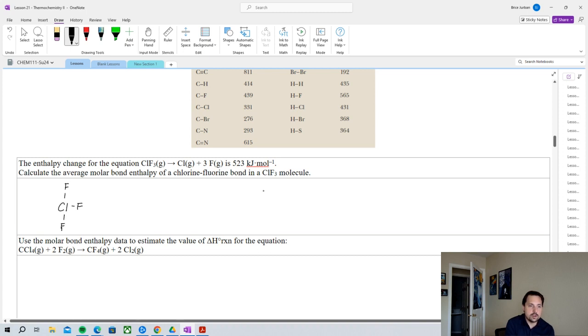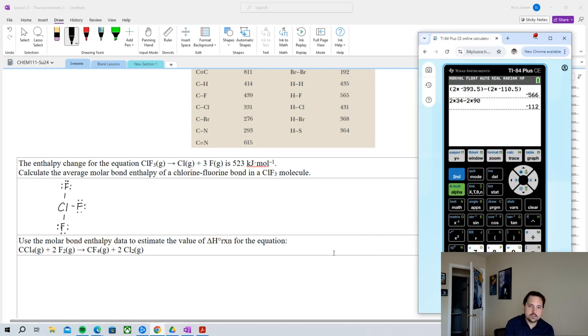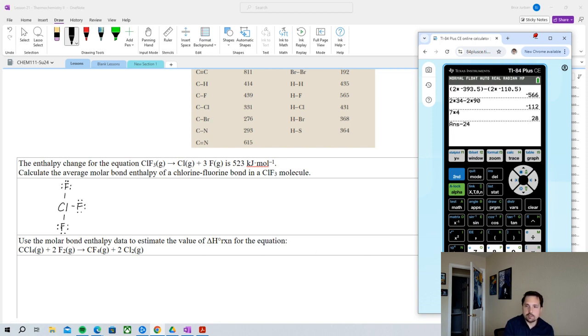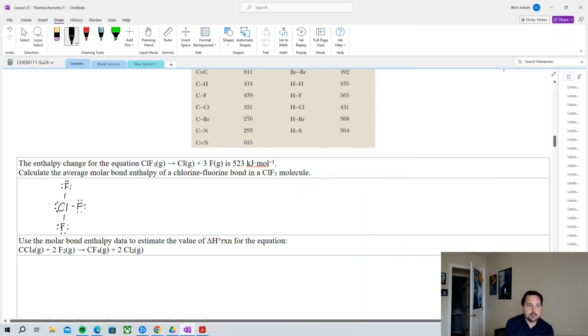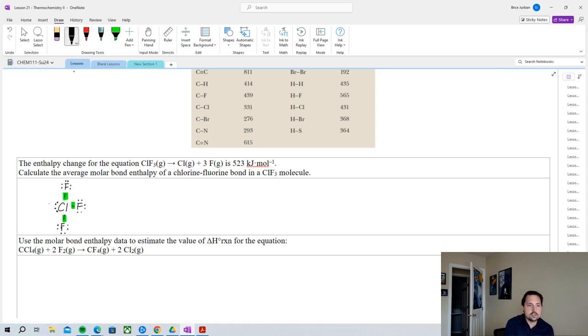good review here of Lewis structures. There's a total of 7 times 4, or 28 valence electrons. And so far, I've distributed 24 of them. So this molecule is T-shaped. It has 2 lone pairs on the chlorine. Now, those lone pairs aren't going to be important here. What we're going to be looking at is that there are 3 ClF bonds here.